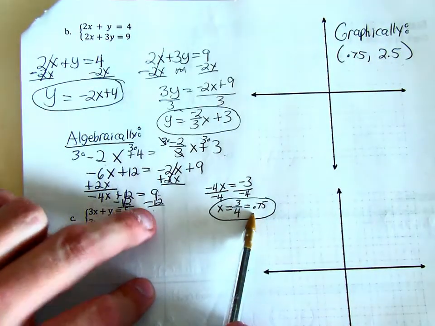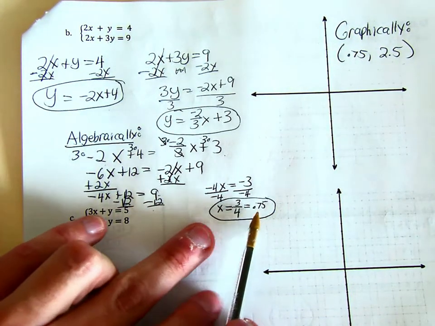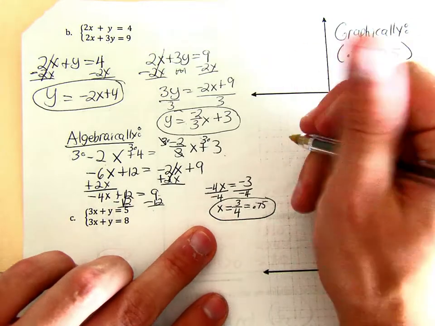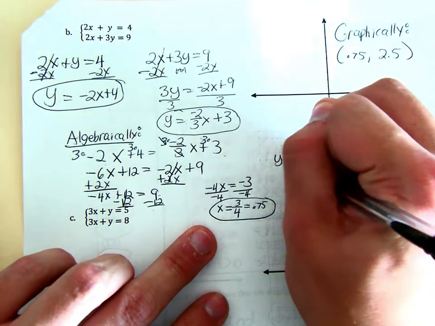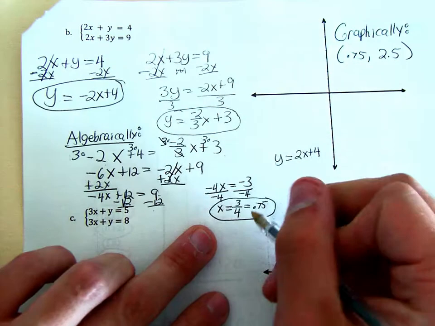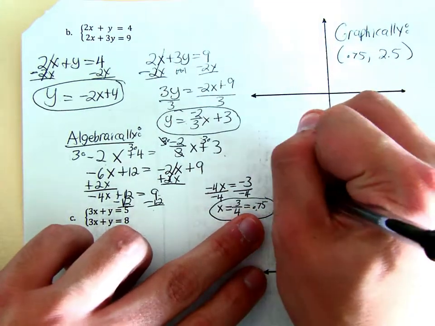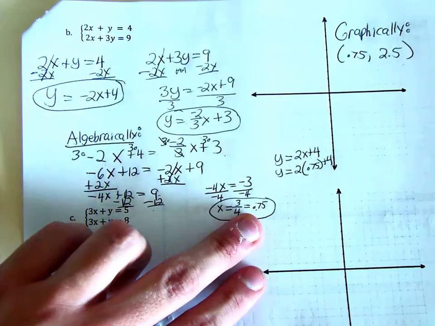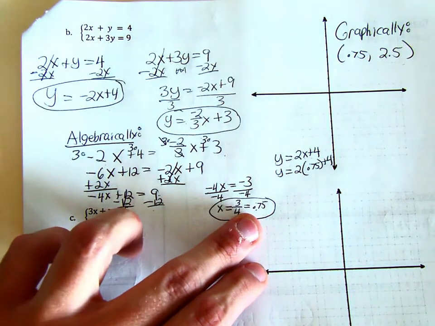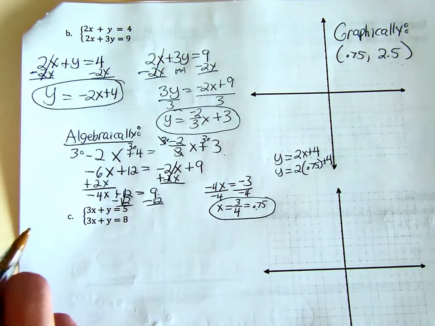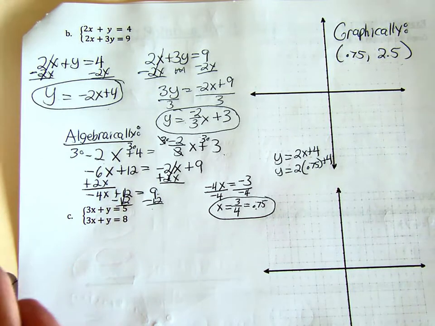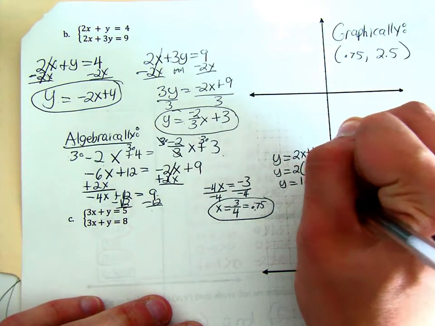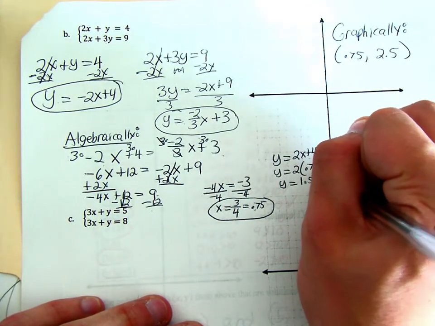So now when I have x is equal to 0.75, what I can do is substitute it into any of these equations. I'm just going to substitute it into this first equation. So I'm just going to go up here. So I have y is equal to 2x plus 4. And here I'm going to substitute in for x. So I get y is equal to 2 times 0.75 plus 4. So now I look at this. 2 times 0.75 is going to be 1.5. So I have y is equal to 1.5 plus 4.